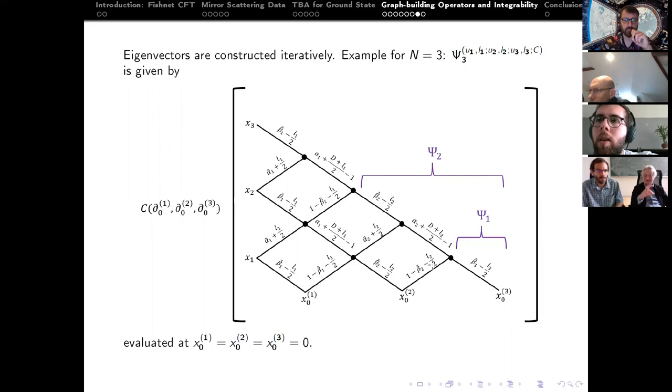Okay, so now you have a bunch of integrations that are still there, that you can perform. And you have to act with derivatives, and at the end, you have to put all these points here to the same point.